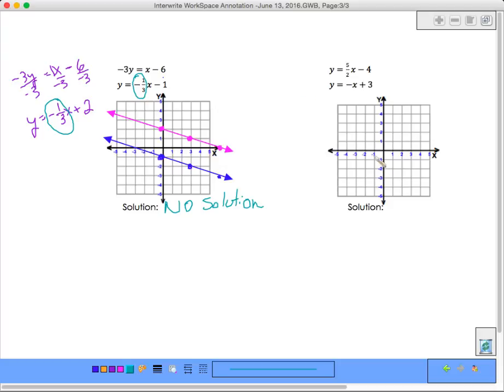Okay, and I'm going to leave this last one for you. Try this on your own, and we will check it together. And that is solving by graphing. Let me know if you have any questions.